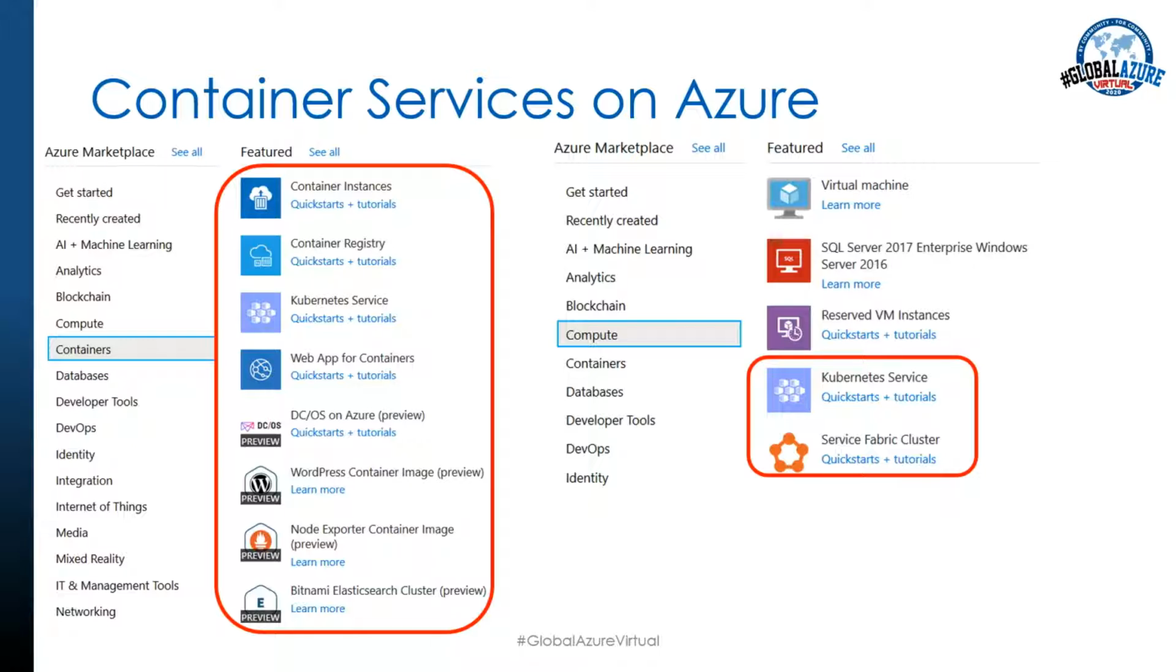Also, you can find other services under the compute section: Kubernetes service I have mentioned before, and a Service Fabric cluster to develop microservices and orchestrate containers on Windows or Linux. Let's have a look at some of these services closely.